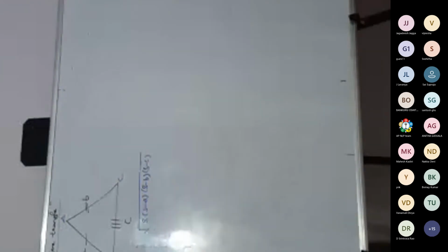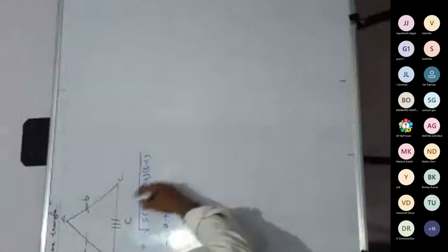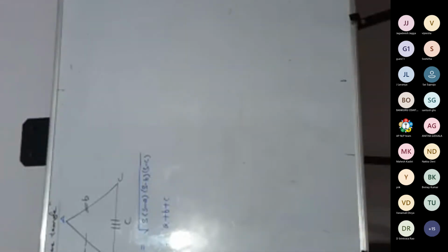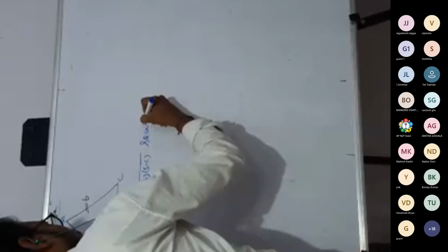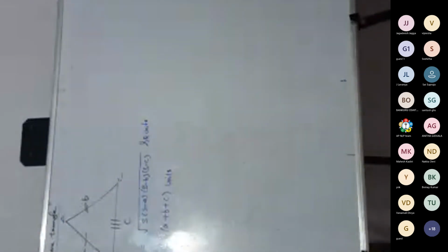Perimeter is represented by capital P. That is, all the three sides we have to add: small a plus small b plus small c. Perimeter means the boundaries. That is nothing but perimeter. Area is represented with delta. Perimeter is represented with P here. Area is in square units. Perimeter is in units.